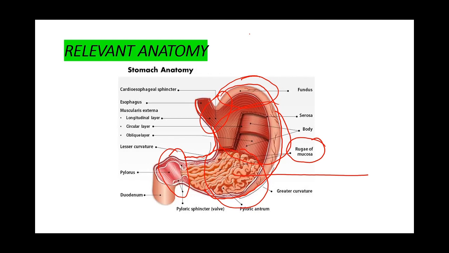And of course, we know the stomach is an organ that stores food for about 3 to 4 hours, where it converts solid to semi-solid, and it mixes with the secretions of the stomach to form chyme, and it releases these contents into the duodenum gradually.